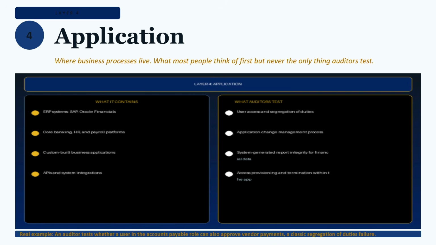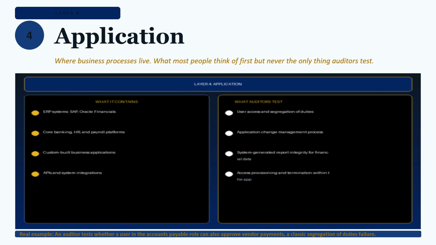And then the last one is the application, which we are mostly familiar with. Most times that's what we focus on. It's what you would think of first when you hear IT audits. Again, it is important, but it goes beyond the application layer. This is where the business processes live, like the different ERP systems, SAP, Oracle, banking platforms, HR and payroll systems. The controls at this layer govern how users interact with business data and business processes.